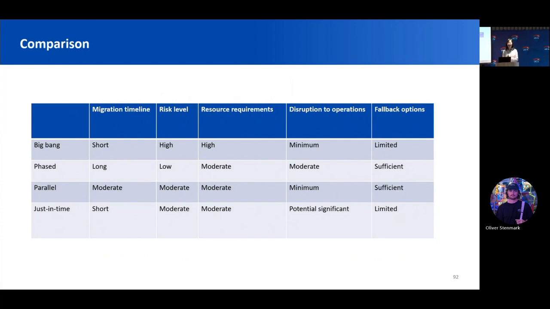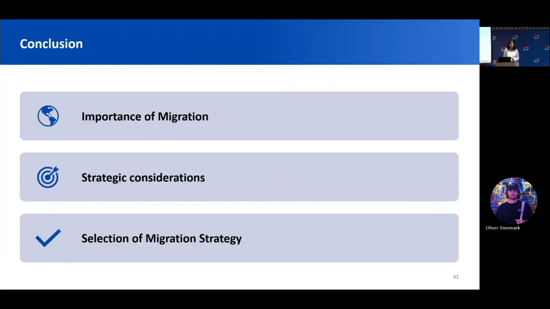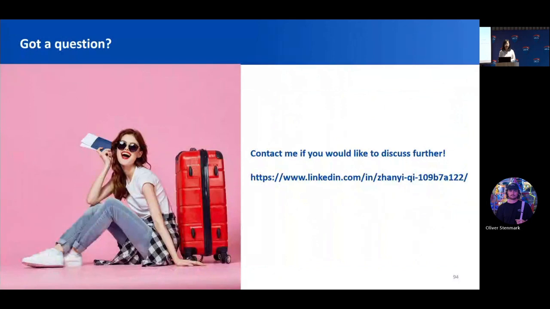Yes. Thank you. I don't think Big Bang has minimum disruption. But that can be controversial. Some people can consider it from different aspects. There are always arguments. Cool, that's everything I have mentioned today. Just a small conclusion. We have mentioned the importance of migration and the strategic considerations when designing the solution. And last is how we want to select the strategy. Any questions?